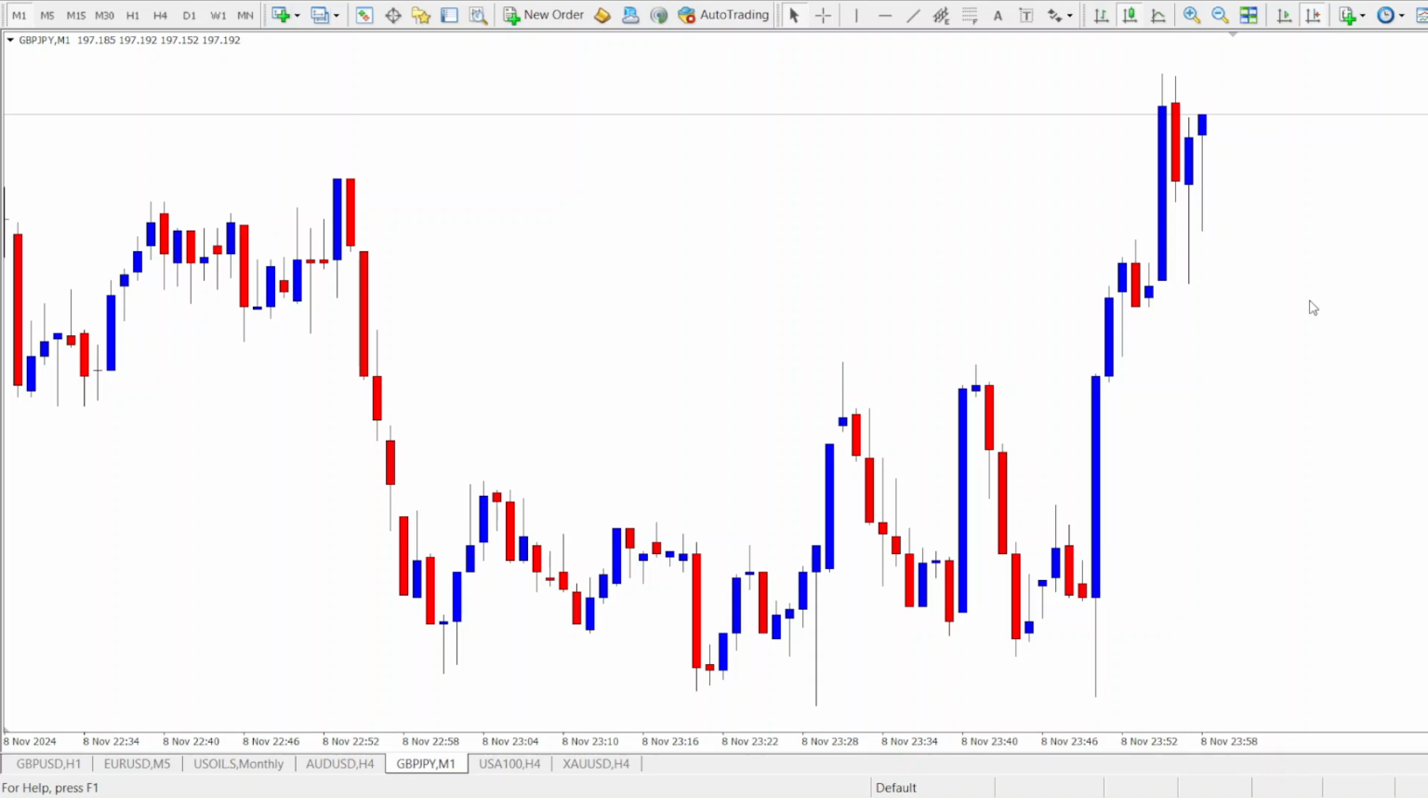Now let us get into it. So why trade on the 1 minute chart? Trading on such a short time frame allows you to get in and out of the market quickly, which can be perfect if you want to maximize your trading opportunities. But keep in mind, this strategy demands your full attention because decisions need to be made in real time.